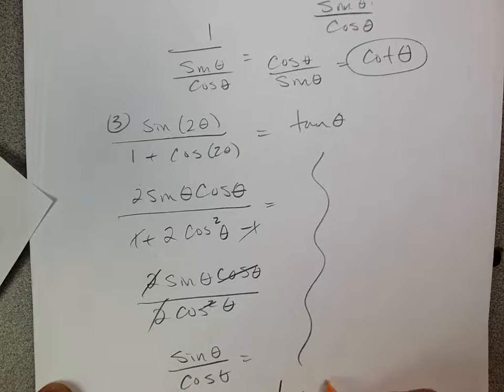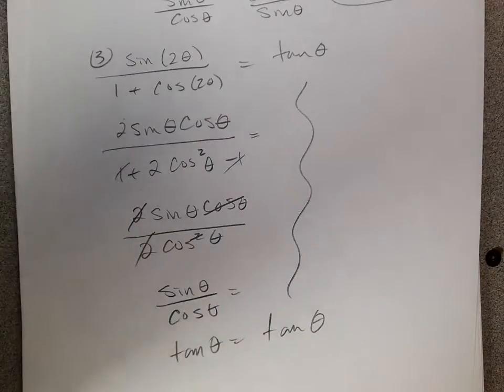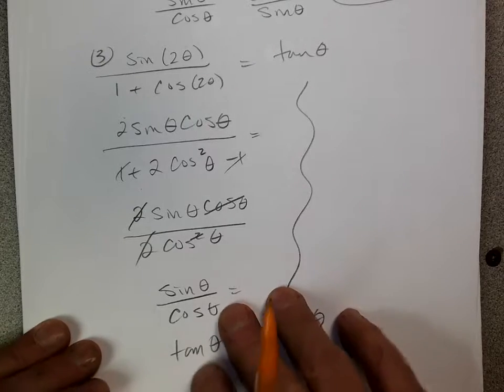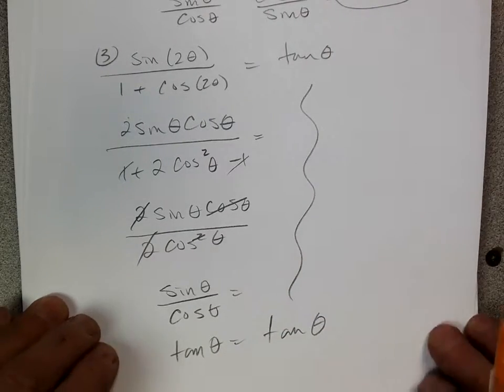Tangent theta. I've got it. I've got an identity equal to an identity. Okay? Alright, that was number 3. Number 4. Okay, there's 2 ways to do 4. I'm going to do it as subtract. Go ahead and turn the page, and I'm going to continue to use scratch paper.